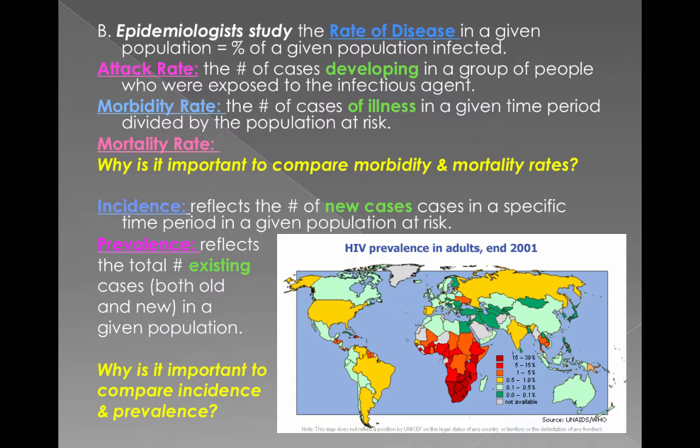So the map that's on the page is showing the HIV prevalence. So the total number of cases, both old and new in a given population, in 2001. You can see the areas on Earth where HIV is most prevalent in that particular year.